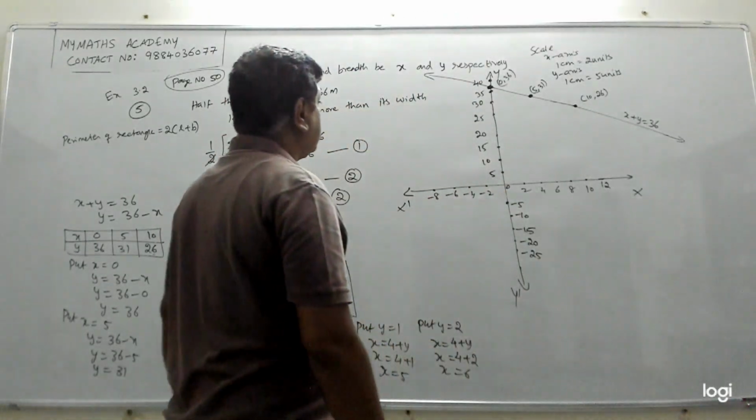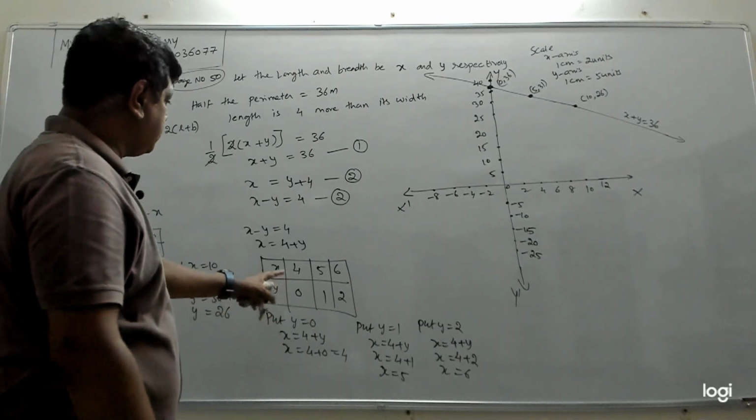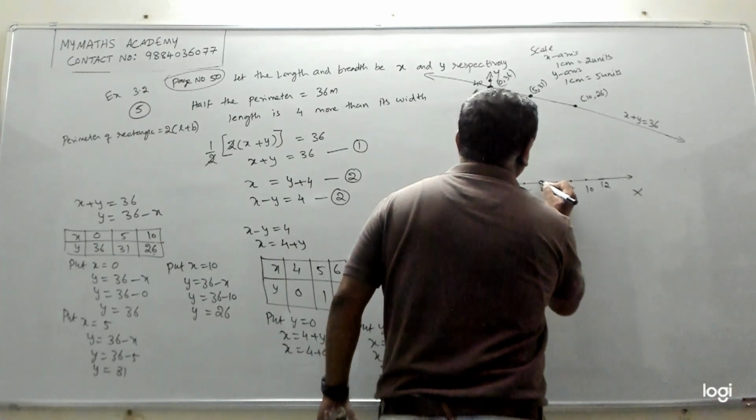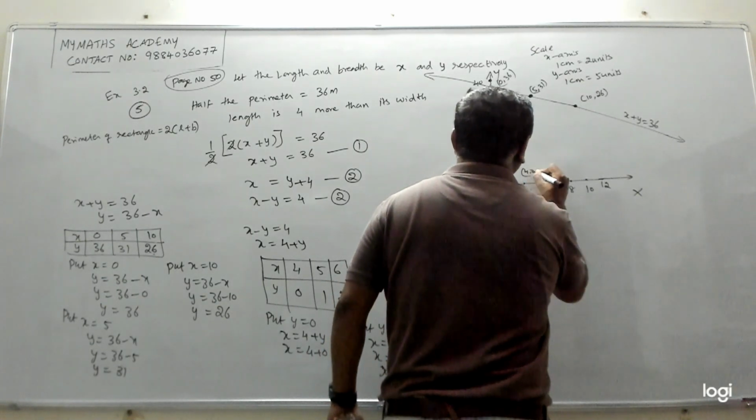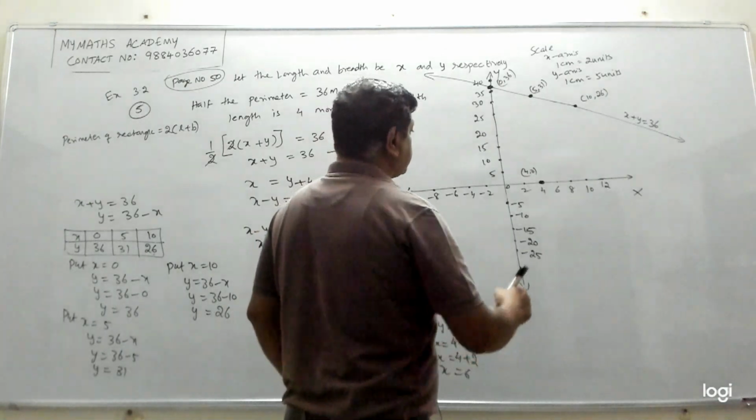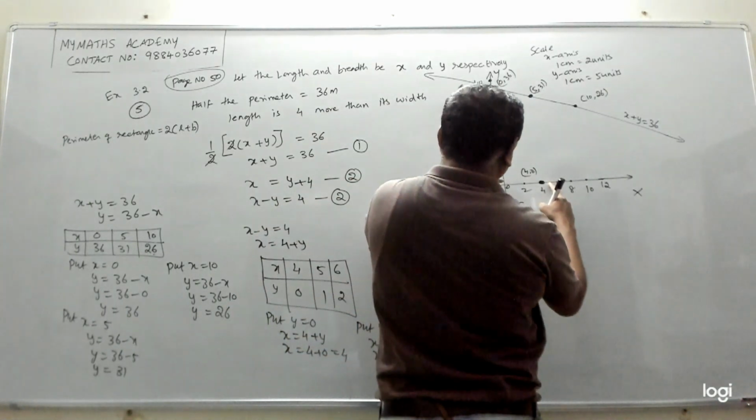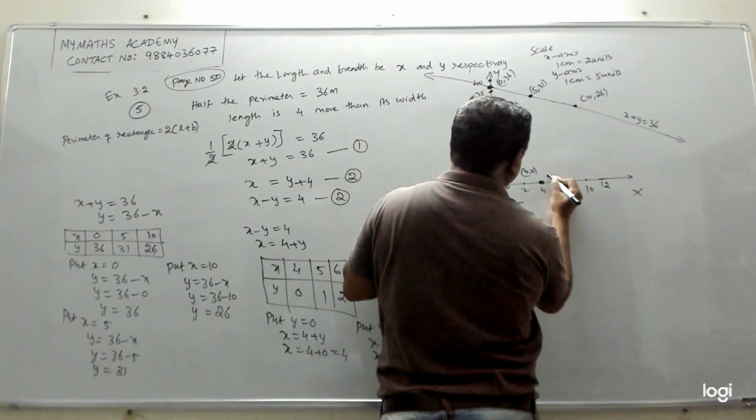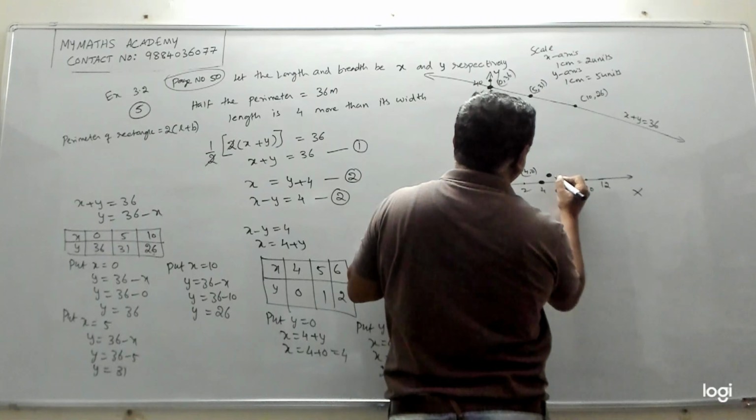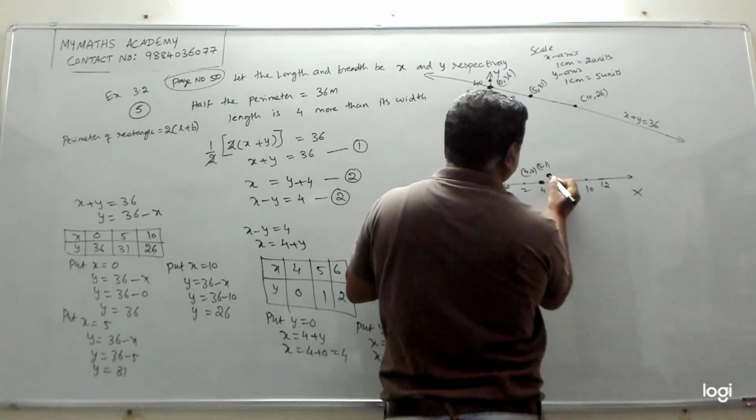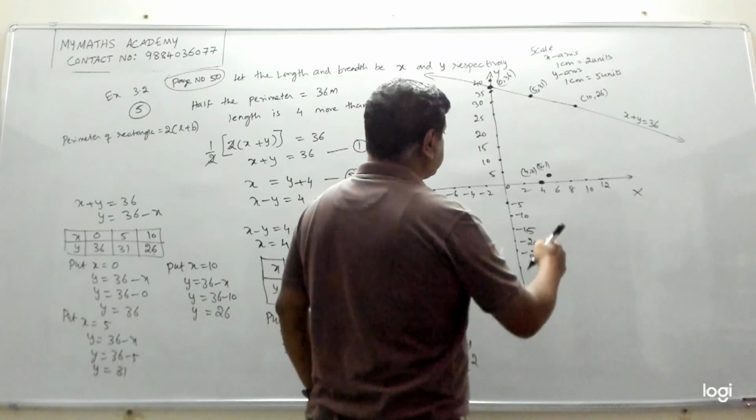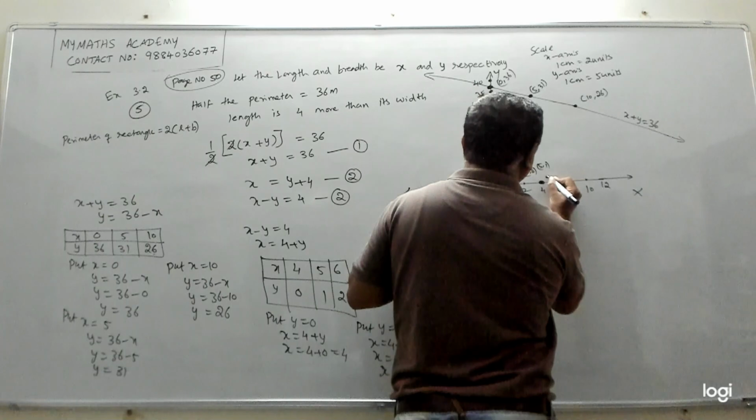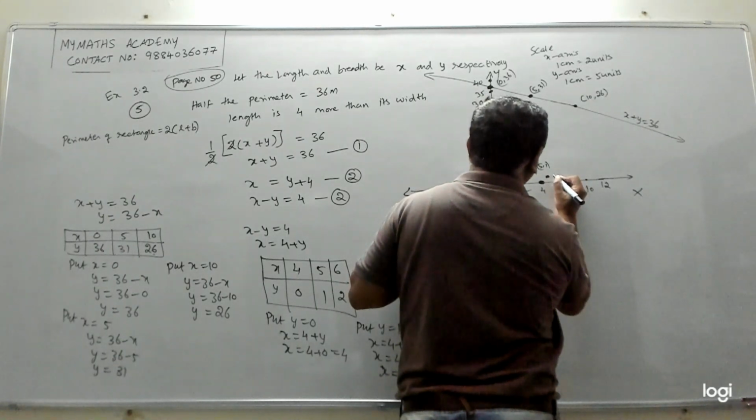Now let's draw the graph for this equation. 4 comma 0, 4 is here, so this point is 4 comma 0. Then 5 comma 1, 5 will come here, and the y coordinate 1 will be somewhere here. So this point is 5 comma 1. Then 6 comma 2, so 6 is here, 2 will be somewhere little above. This will be 5 comma 1 and 6 comma 2 will come somewhere here.